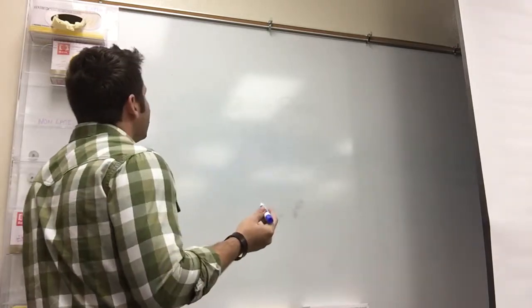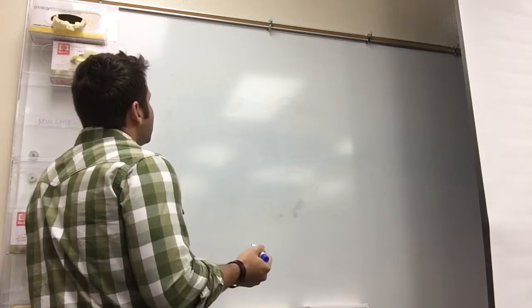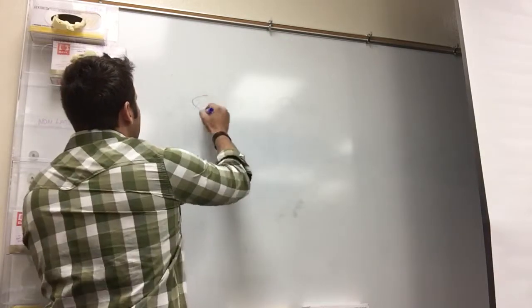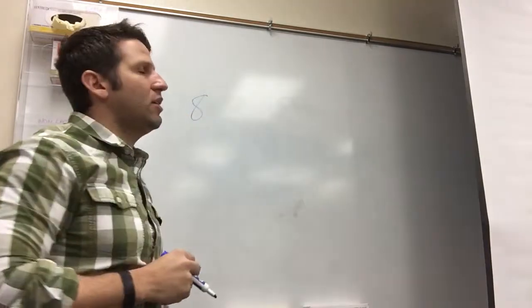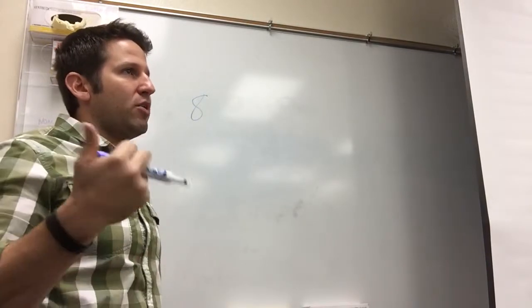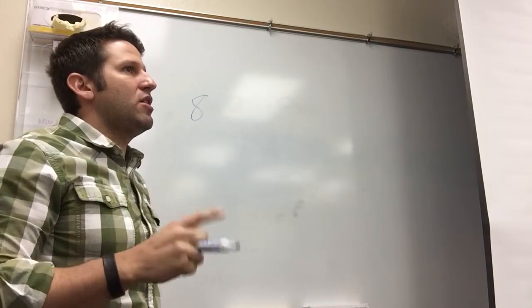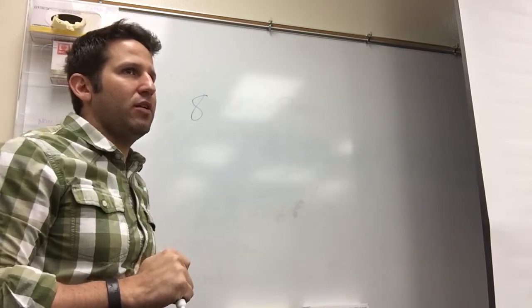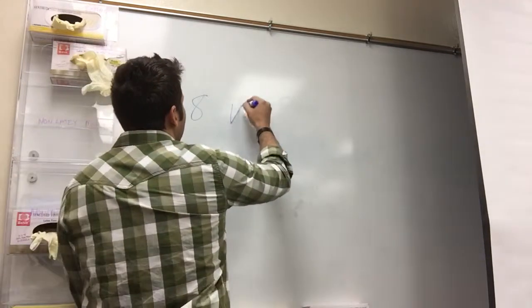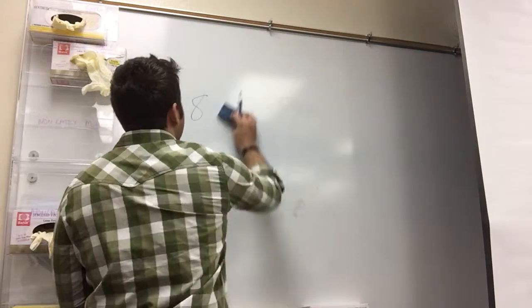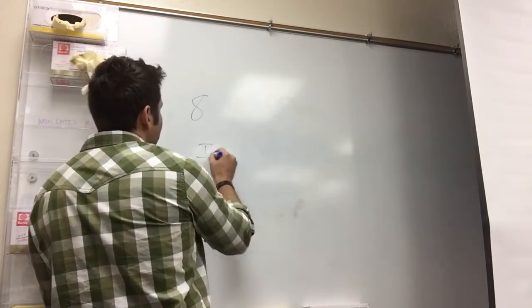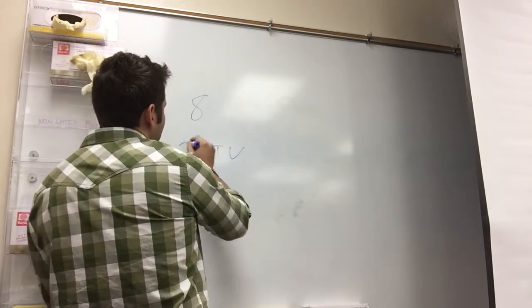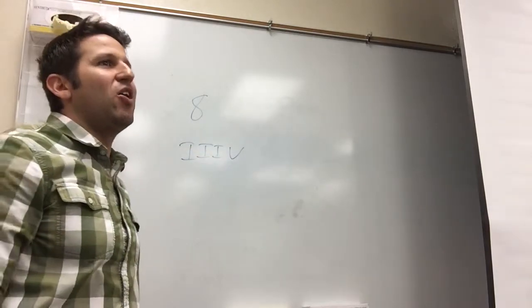Another one that occasionally came up was number 8. This came up in my other class too. Number 8 in Roman numerals. How do I do it? V and 3 I's. So what did we say? We said 3 I's and a V. Is that right? No.